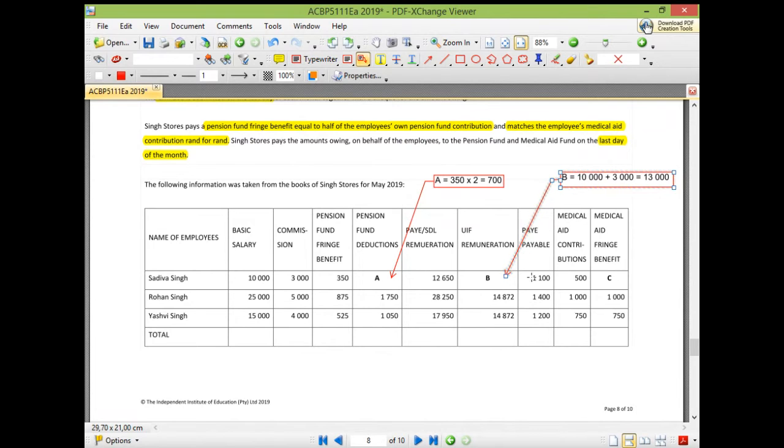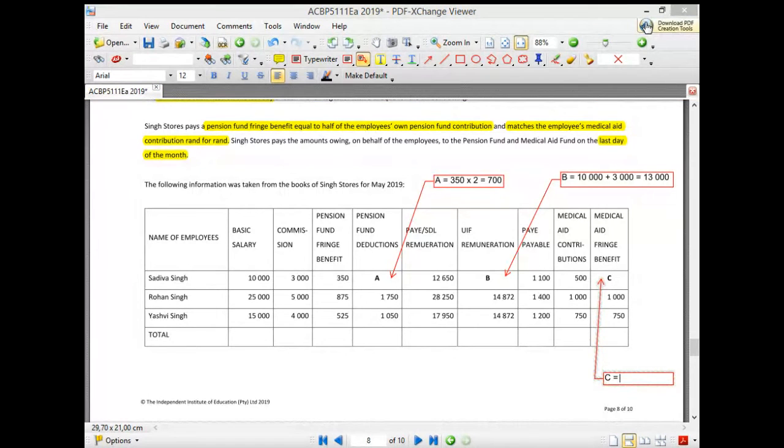Okay, then the last column. Okay, we've got the pay-as-you-earn payable. We've got medical aid contributions. Now this is the employee's contribution. Now the fringe benefit is what the employer pays into their medical aid. Now they said the employer matches 1-to-1 their medical aid. So how much would C then be? If the employer matches what the employee pays to his medical aid, how much money will C be? Okay, so 500, that's correct, guys.